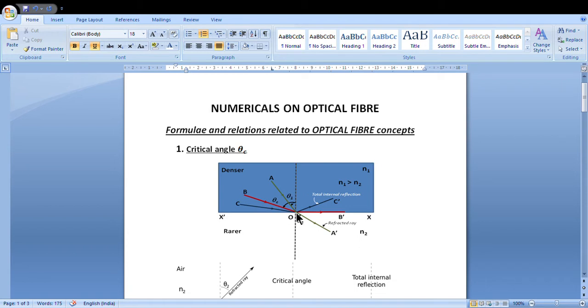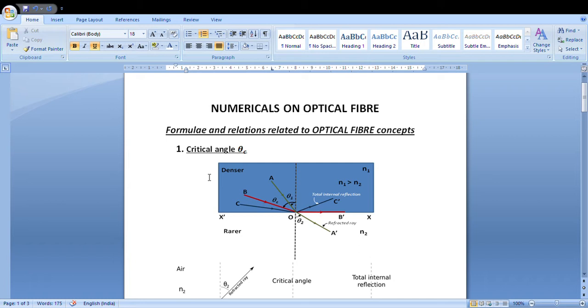Now, this session is just a prerequisite for problem solving, that is, getting to know the formulas and relations related to optical fiber concepts. The very first is the critical angle. Generally, when light travels from one medium to another, you have refraction. This is a well-known concept, and you have the laws of refraction as well. The essential mathematical equation that governs the angle of incidence, the angle of refraction, and how they behave is Snell's law.